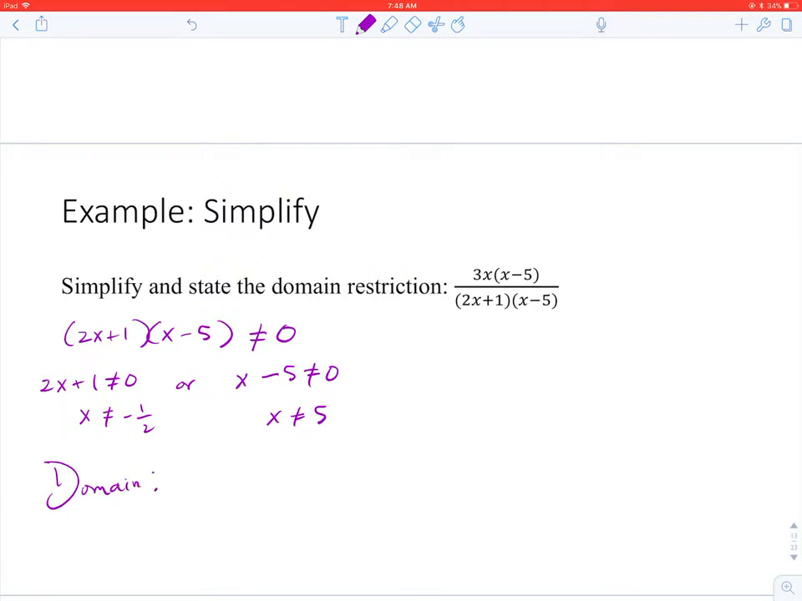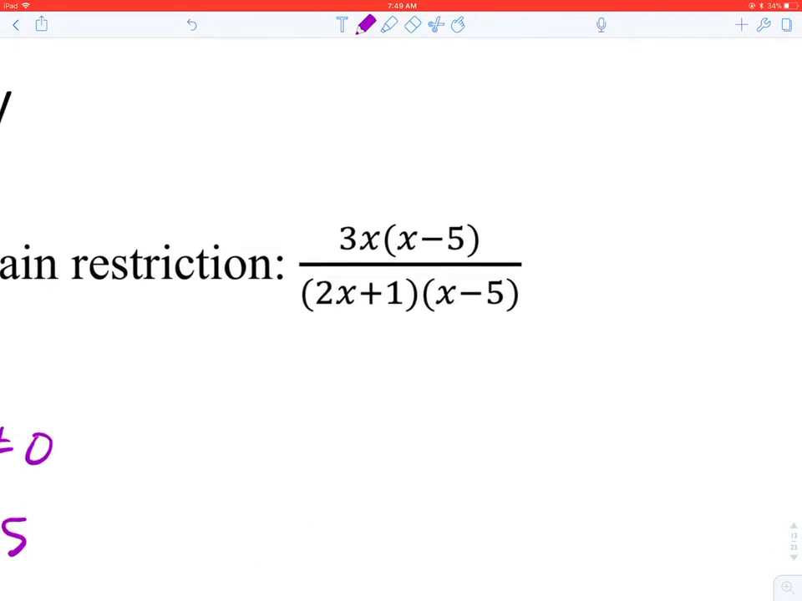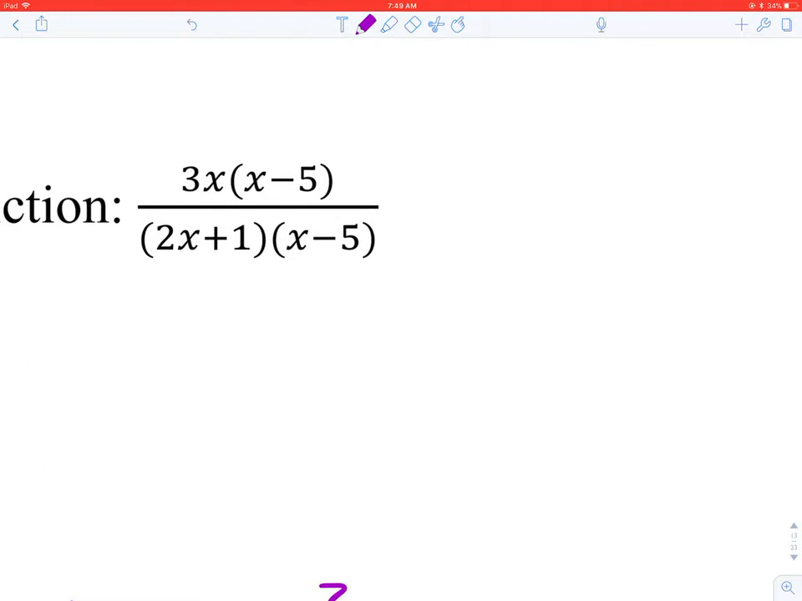So our domain in set builder notation is x is an element of the real numbers such that x cannot be equal to negative 1/2 and x cannot be equal to positive 5. Okay, so now we want to simplify. And the numerator and the denominator here are already in factored form, or they're written as products of linear factors.